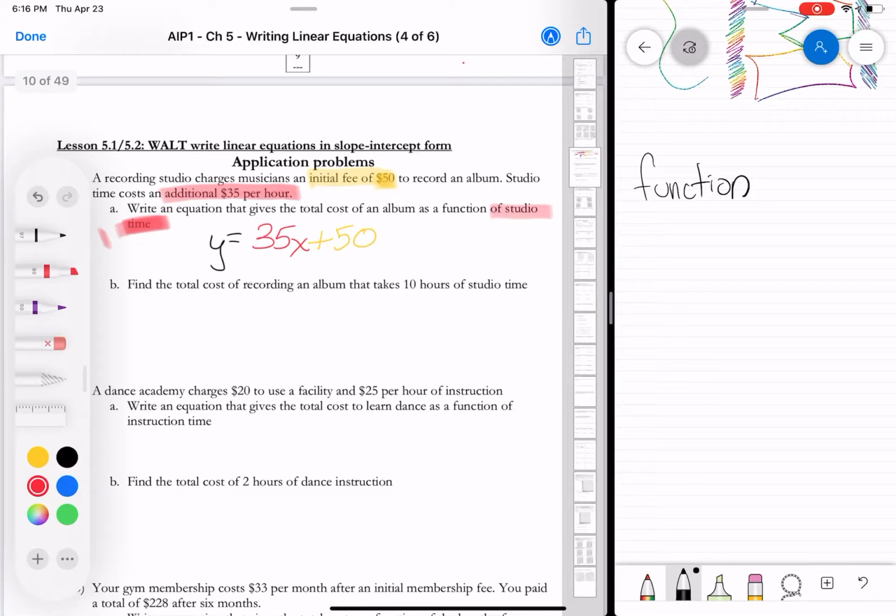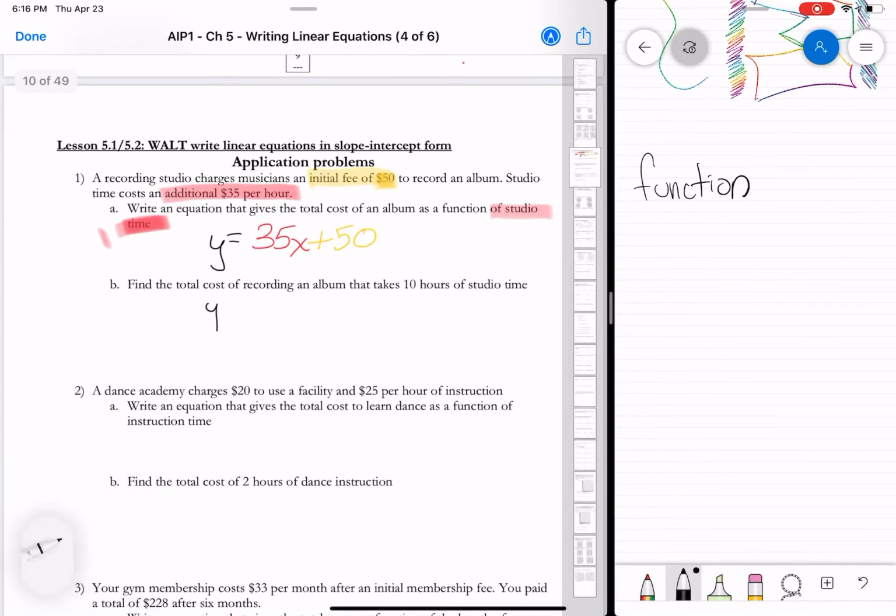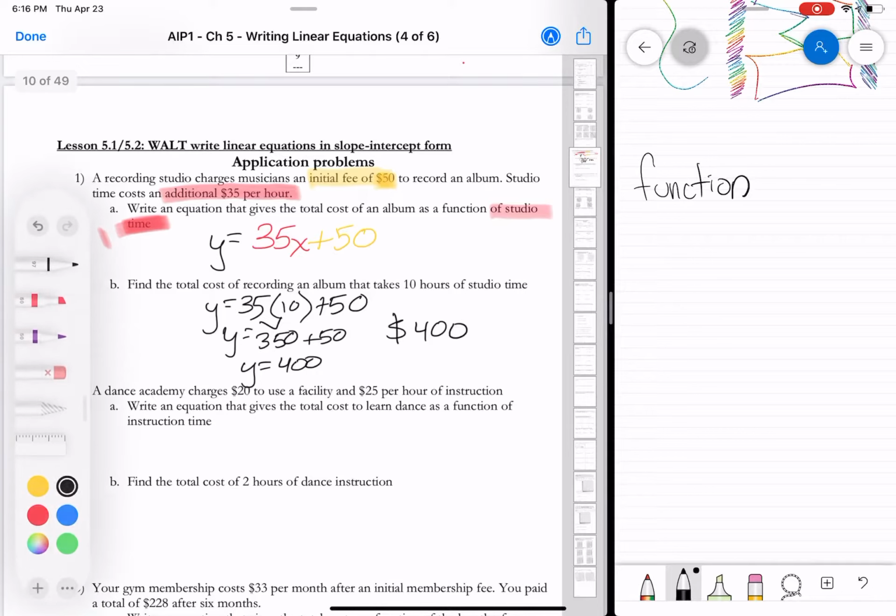Because now when we get problems like 1B, it says find the total cost of recording an album that takes 10 hours of studio time. All right, so we substitute everything in, which is just the 10 in for x. We multiply and get 350, and then we add 50. However, we're not done yet because our final answer needs a label. So our final answer is $400.